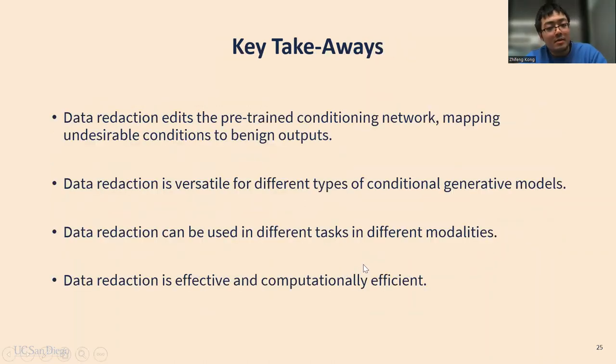So this wraps up the experimental section of our work. And here are some key takeaways. First, our data redaction framework edits the pre-trained condition network and maps the undesirable conditions to benign outputs. Our framework is versatile for different types of generative models. It does not really matter if it's GAN, diffusion, VAE, or autoregressive flow models, as long as you have a separate condition network, which most models do, then it should be good.